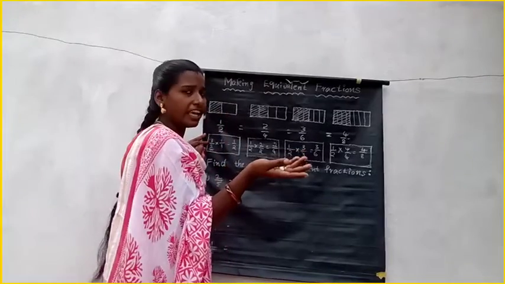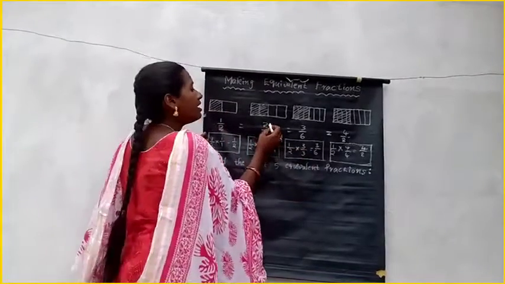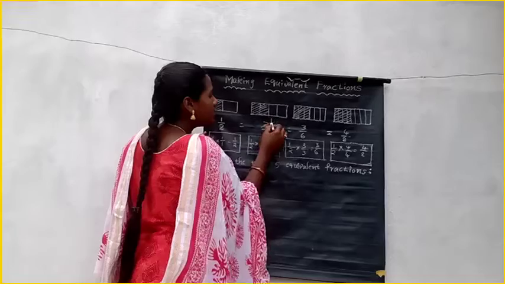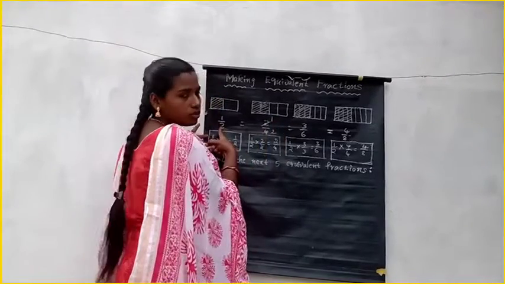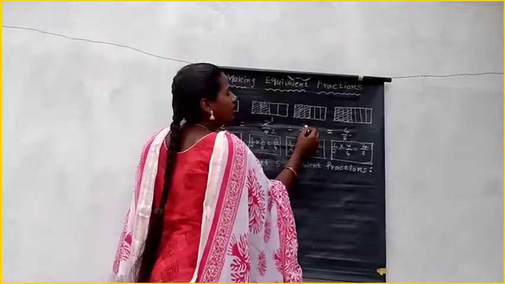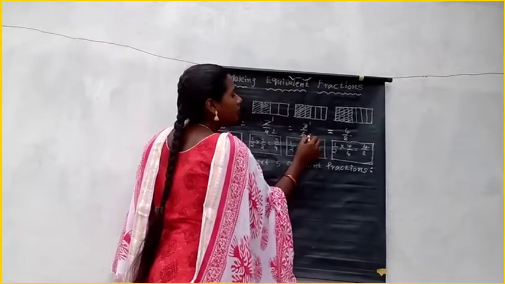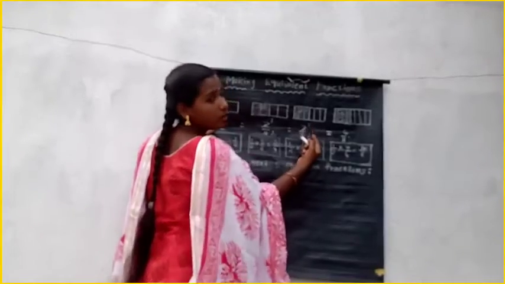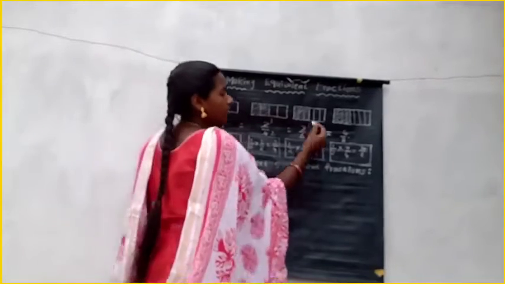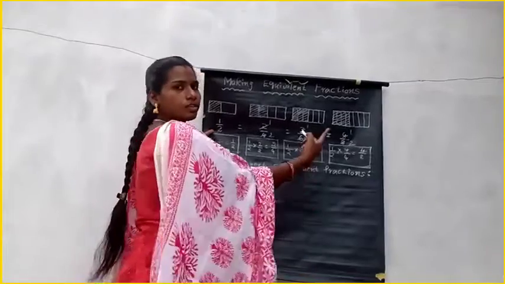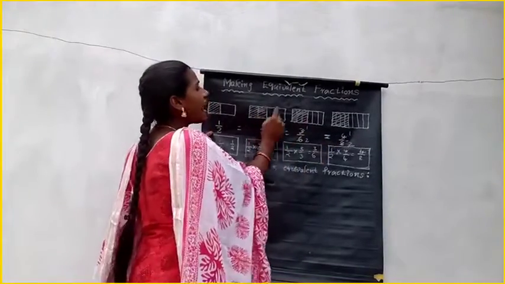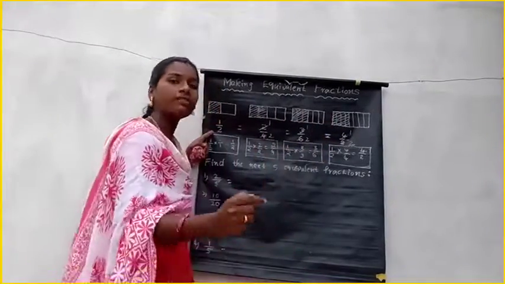How can you say that, teacher? See, I will prove it. 2 1s are 2, 2 2s are 4. Again we are getting 1 by 2. In this case also, 3 1s are 3, 3 2s are 6, which means again we are getting 1 by 2. Next, 4 1s are 4, 4 2s are 8. Here also we are getting 1 by 2. So these are all equivalent fractions.